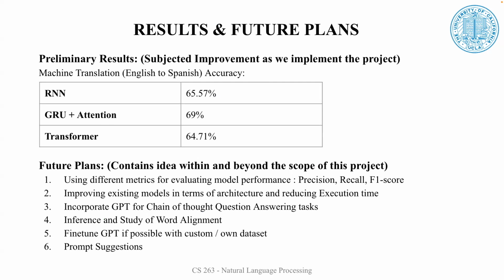And the future plans contain ideas that will be done as a part of this project and beyond the scope of this project as well. The first future plan is using different metrics for model evaluation, which includes precision, recall, and F1 score. The second one is improving existing models in terms of architecture and reducing the execution time. The third one is incorporating chain-of-thought prompting and chain-of-thought question answering tasks by using GPT if possible. The fourth one is studying word alignment. The fifth one is fine-tuning GPTs with a custom dataset if possible. And the sixth one is prompt suggestions.